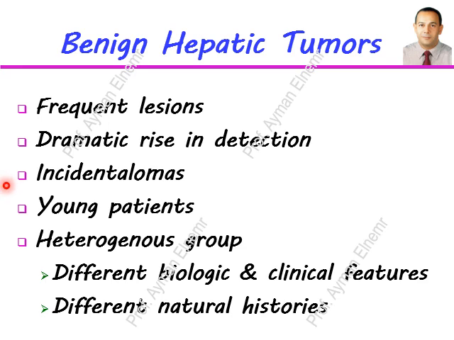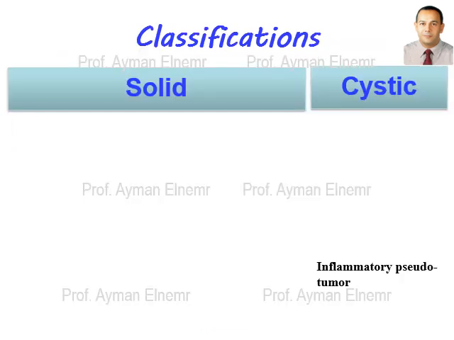Sometimes they are termed incidentalomas. They mostly affect young patients. And this heterogeneous group of tumors have different biological and clinical features and have different natural histories. Benign hepatic tumors are either solid or cystic in nature.